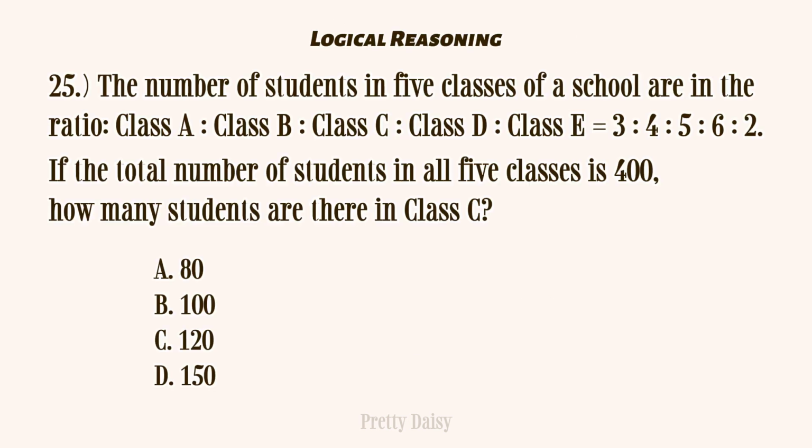25. The number of students in 5 classes of a school are in the ratio: Class A, Class B, Class C, Class D, Class E equals 3, 4, 5, 6, 2. If the total number of students in all 5 classes is 400, how many students are there in Class C? A. 80, B. 100, C. 120, D. 150.